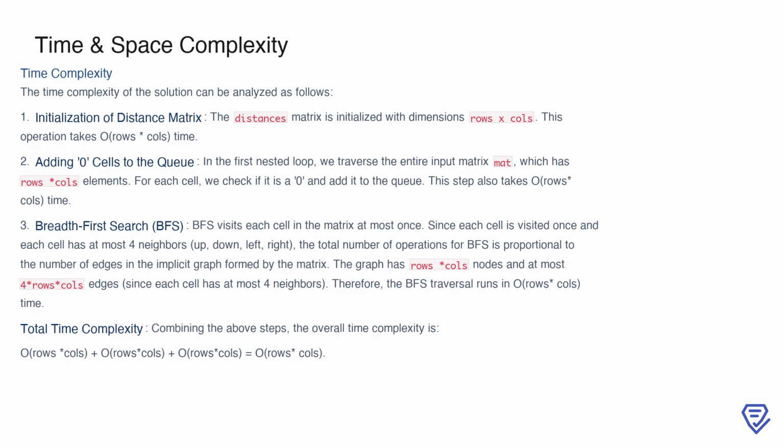Finally, the breadth-first search, or BFS, processes each cell in the matrix at most once. Since each cell has up to 4 neighbors, the BFS operations are proportional to the number of edges in the graph, where the graph has rows * cols nodes and at most 4 * rows * cols edges. As a result, the BFS traversal also runs in rows * cols time. Adding these steps together, the total time complexity of the solution becomes rows * cols.